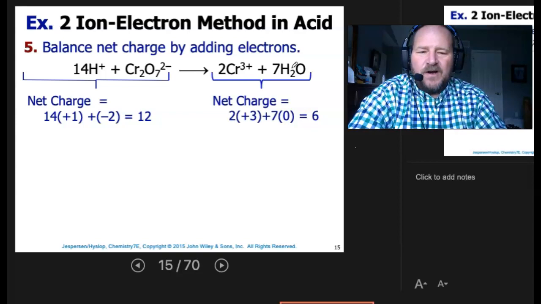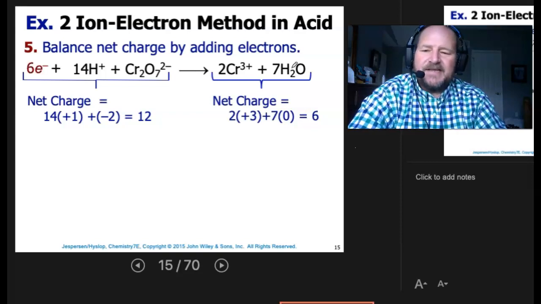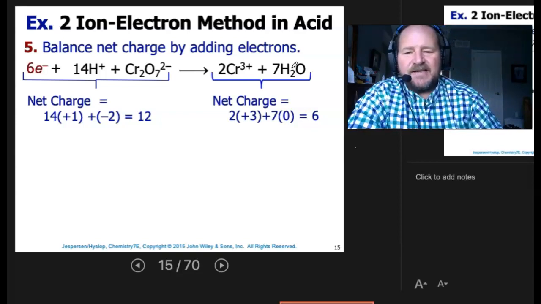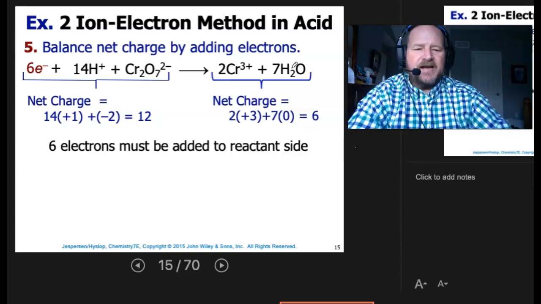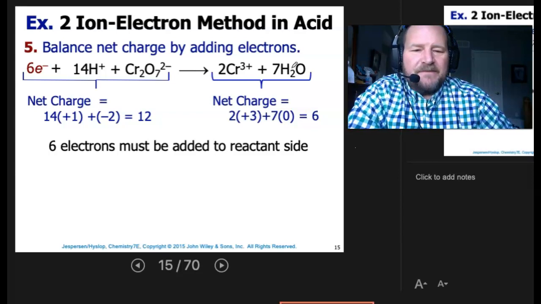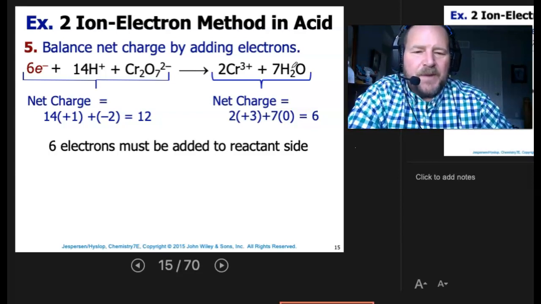Well, I need to bring the 12 down to 6. So I'm going to add 6 electrons to the reactant side. Okay, so 6 electrons are added to the reactant side, and that's going to be it for that half. That half is now completely balanced both by mass and by charge.